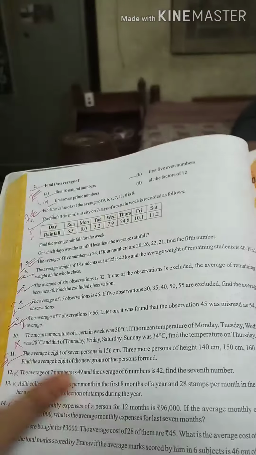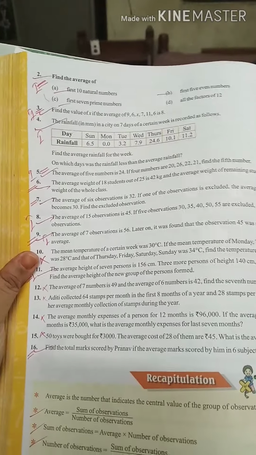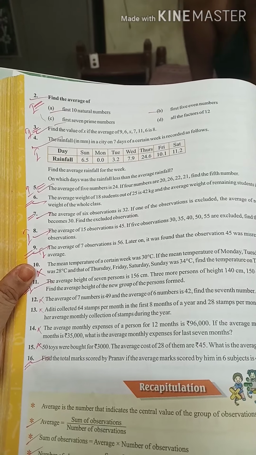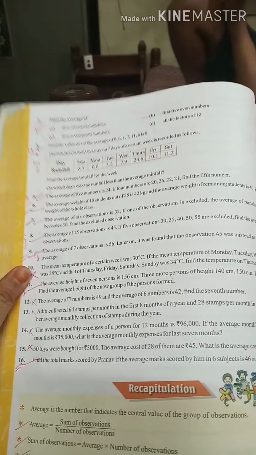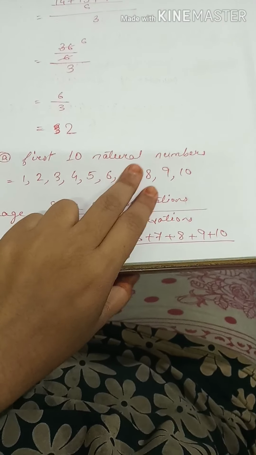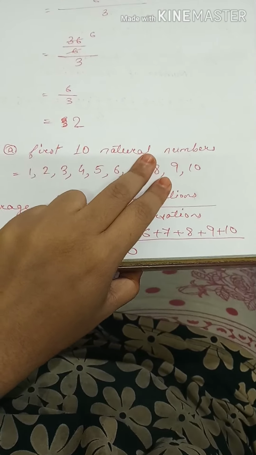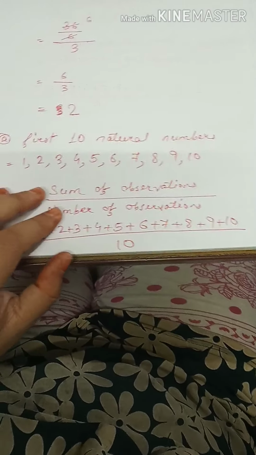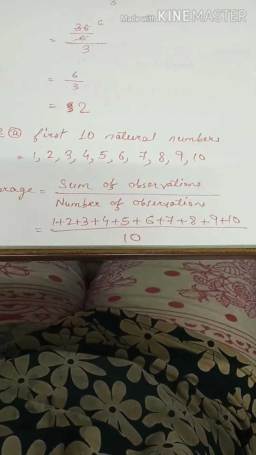Next comes question number 2. Find the average of first 10 natural numbers, first 5 even numbers, first 7 prime numbers, all the factors of 12. At first we will see number 2a. First 10 natural numbers. First 10 natural numbers means from 1 to 10 in serial order: 1 2 3 4 5 6 7 8 9 10.